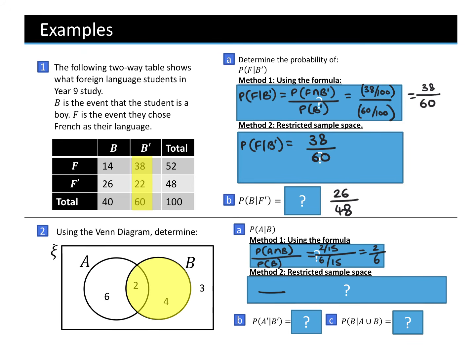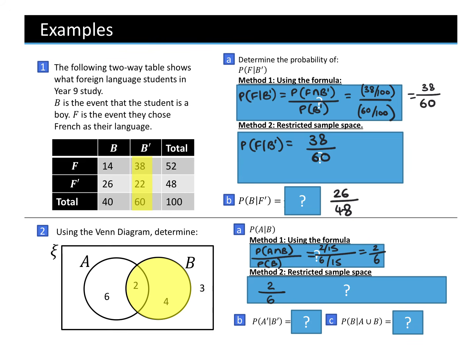Or, to find the probability of A given B using just looking, it's the probability of choosing A given B. How many are in B? 2 plus 4 is 6. And what is the probability of choosing A from this section only? Actually, there's 2. So we've got 2 more questions.